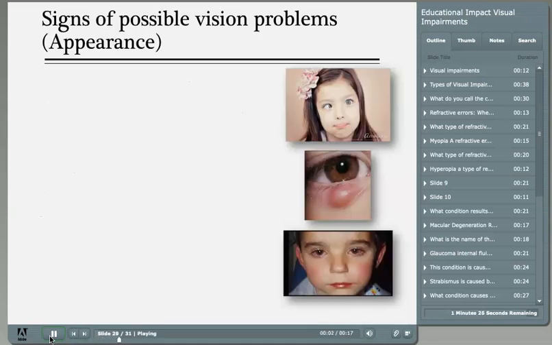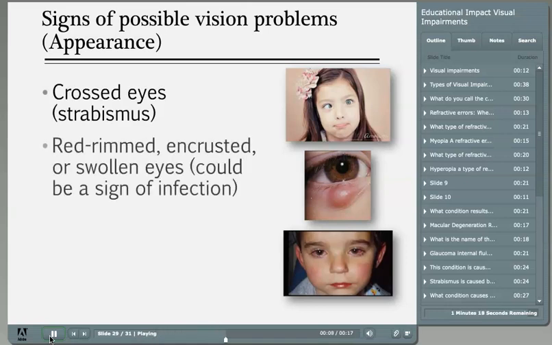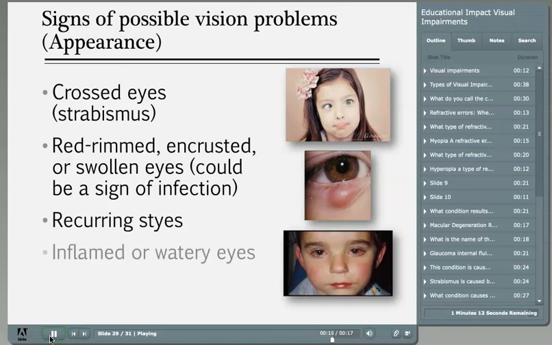With respect to appearance, how do the child's eyes look? Do the eyes appear to be crossed? Do they have red-rimmed and crusted or swollen eyes? Does the child have recurring styes? Does the child have inflamed or watery eyes?